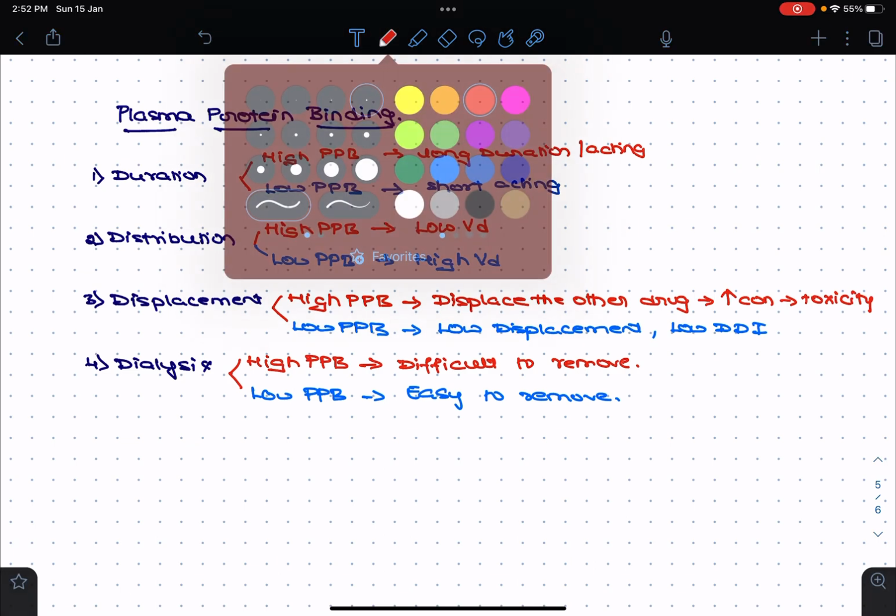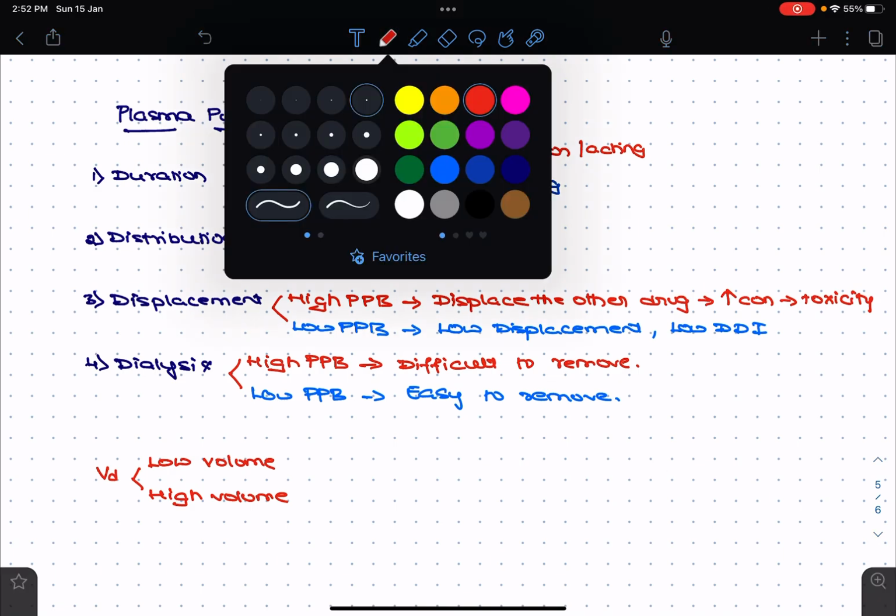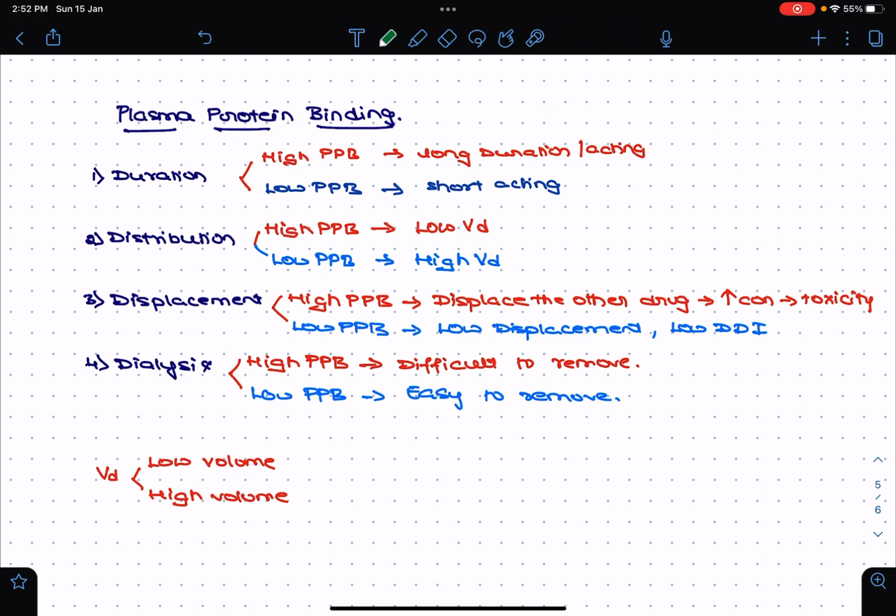So again, with respect to the volume of distribution, you can remember that there is a low volume of distribution and a high volume of distribution. Among these, which is the group of drugs which can be easily removed by dialysis? Those drugs which have low volume of distribution are the candidates for dialysis. They can be easily removed by dialysis. The drugs which are highly distributed will not be an effective candidate for undergoing dialysis.